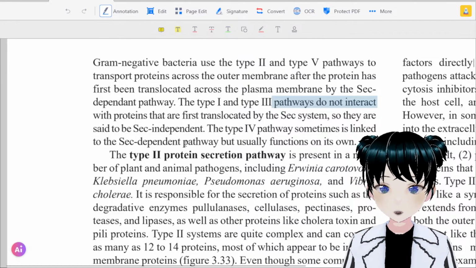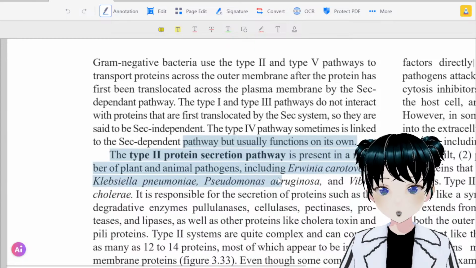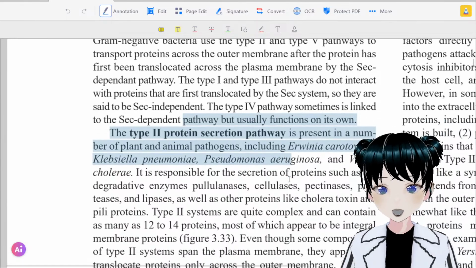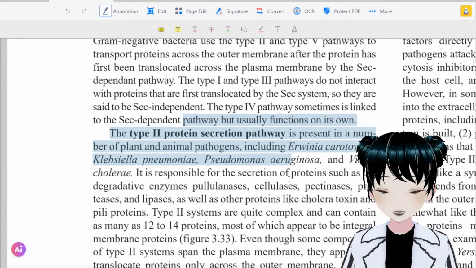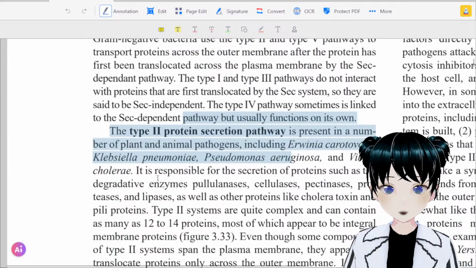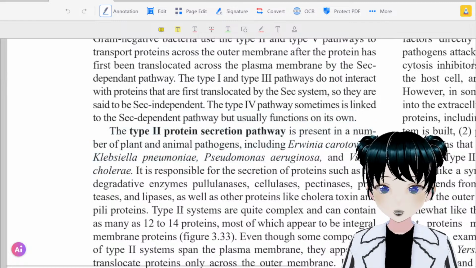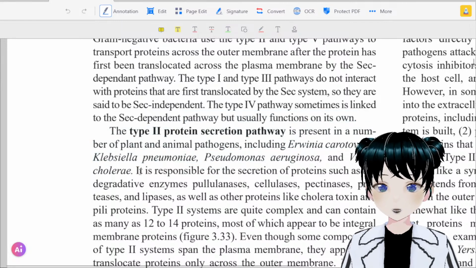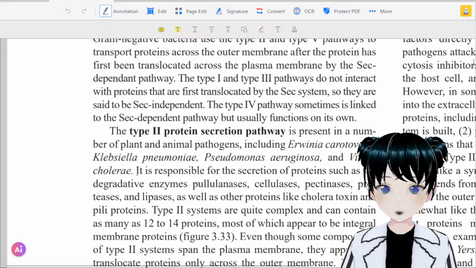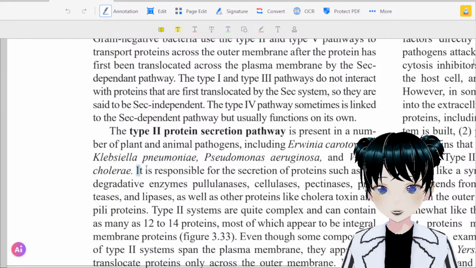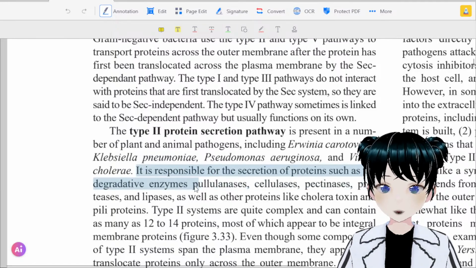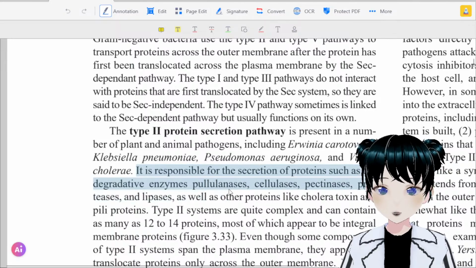Now, type 2 secretion pathway is present in a number of plant and animal pathogens, including Erwinia carotovora, Klebsiella pneumoniae, Pseudomonas aeruginosa, and Vibrio cholerae. So they are saying that it is present in the pathogens. I think pathogens need more secretion pathways because their proteins are deadly. It is responsible for secretion of proteins such as degradative enzymes, cholineases.